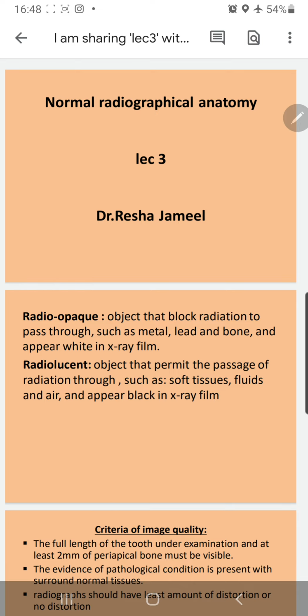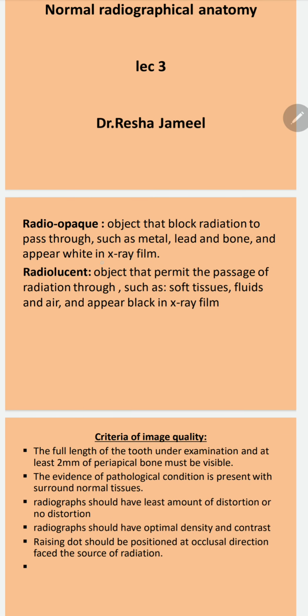Lecture 3. Radiopaque: objects that block radiation from passing through, such as metal, lead and bone, and appear white in X-ray film. Radiolucent: objects that permit the passage of radiation through, such as soft tissues, fluids and air, and appear black in X-ray film.